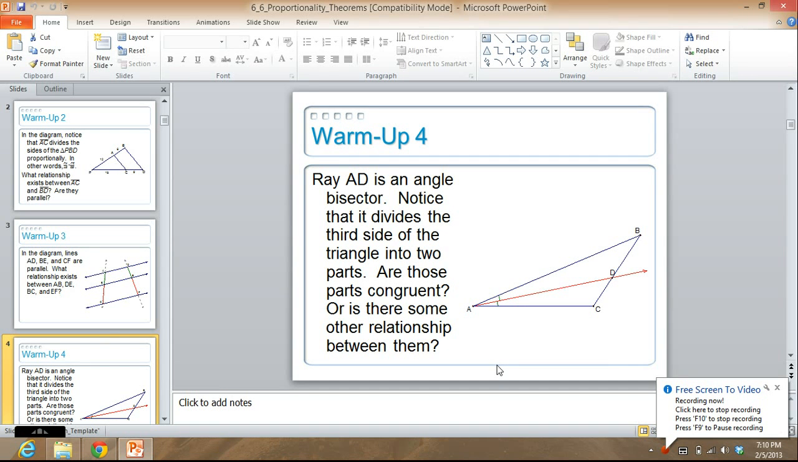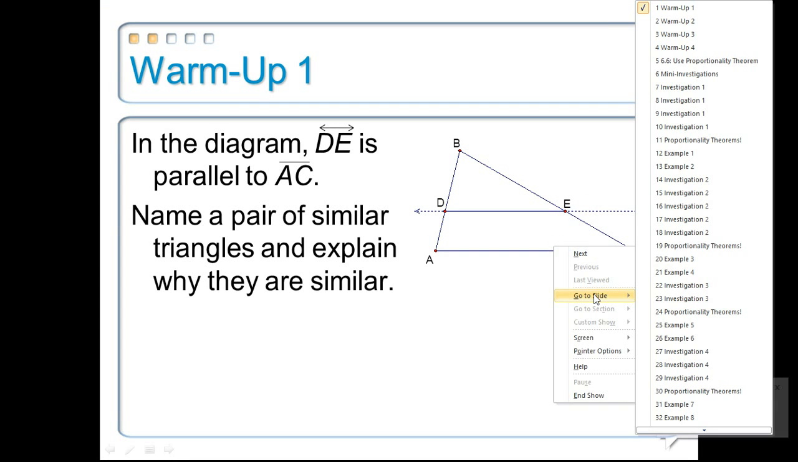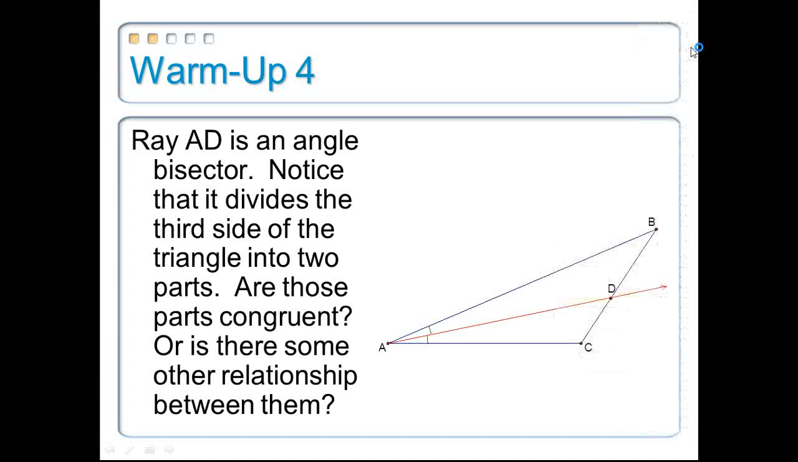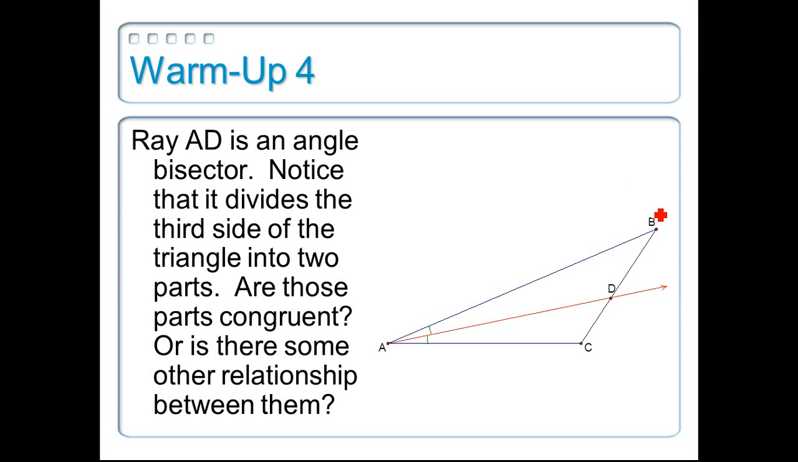Okay, this one is not as obvious to most people. It's kind of a tricky one, and so I wish, again, I had brought my protractor, but actually we don't really need a protractor, we need a ruler. It says ray AD is an angle bisector. Then it says, notice that it divides the third side of the triangle into two parts.